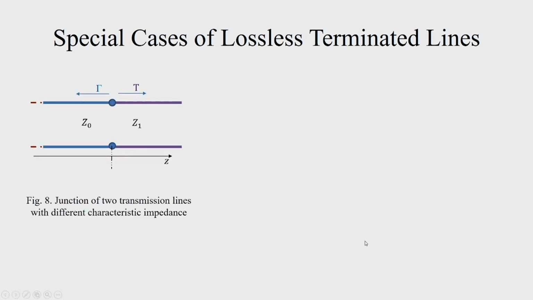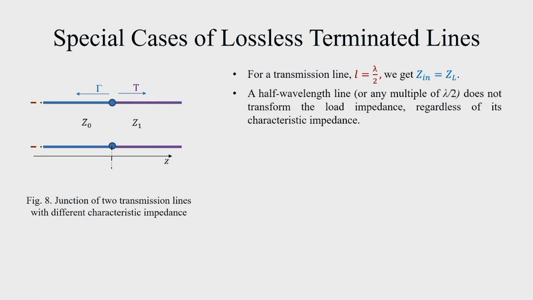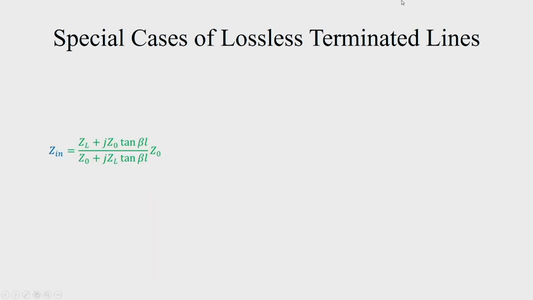We continue with the junction of two transmission lines with different characteristic impedances, and we see that if we have a transmission line of length L is equal to lambda by 2, then Zin becomes equal to ZL. We have seen that the input impedance of a lossless line terminated to an impedance ZL is given by ZL plus jZ0 tan beta L divided by Z0 plus jZL tan beta L, and whole thing multiplied by Z0.